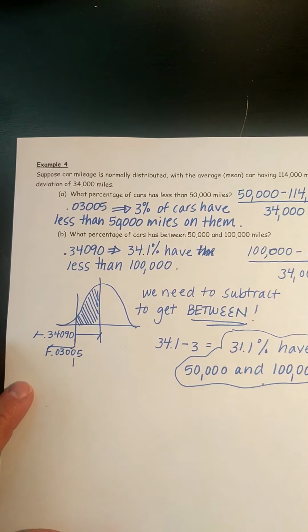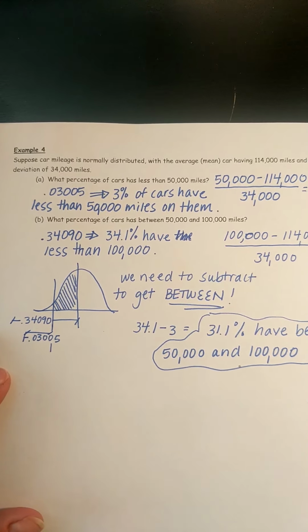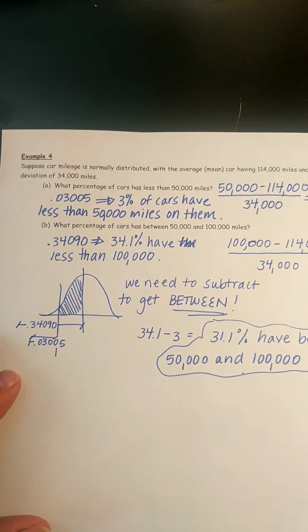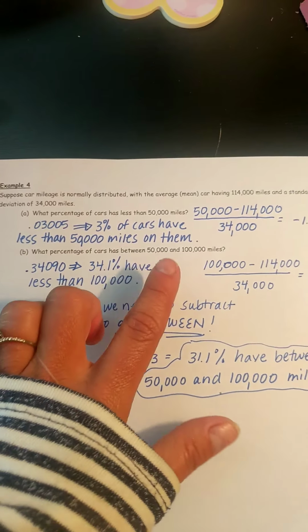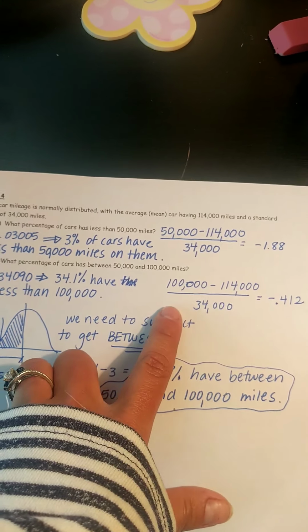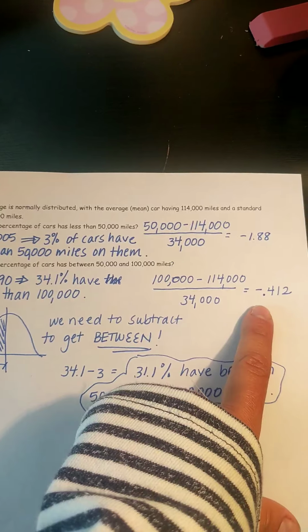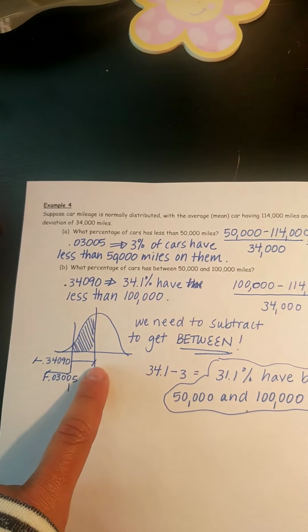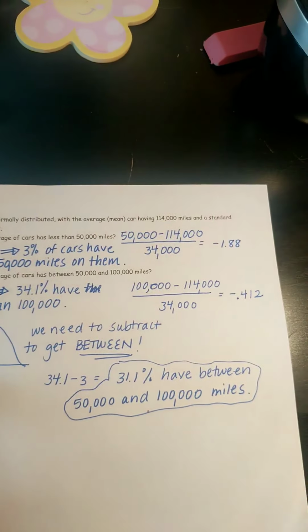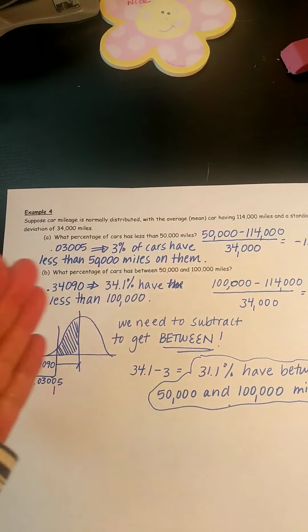Okay. What percentage of cars have between 50 and 100,000 miles on them? Okay, so we have to find those z-scores separately, just like we were doing before. So I already have the 50,000. Now I'm going to do the 100,000. The 100,000 gives me a z-score of negative 0.412. I looked that up on my standard normal chart, and it tells me that for negative 0.412, 0.34090 of the data falls below it.